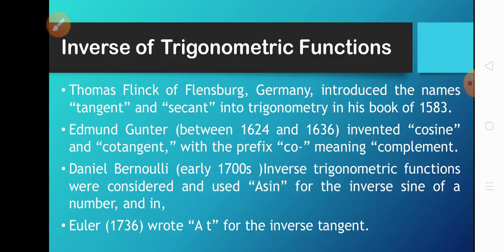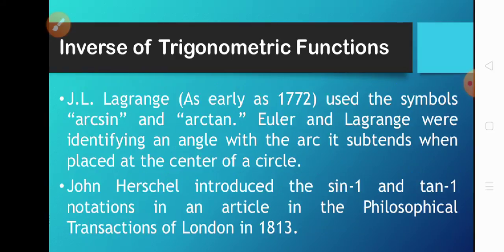1700s, inverse trigonometric functions were considered and used. Euler in 1736 wrote a t for the inverse tangent. G. L. Lagrange, as early as 1772, used the symbols arcsine and arctan. Euler and Lagrange were identifying an angle with the arc it subtends when placed at the center of a circle. John Herschel introduced the sin^-1 and tan^-1 notations in an article in the Philosophical Transactions of London in 1813.